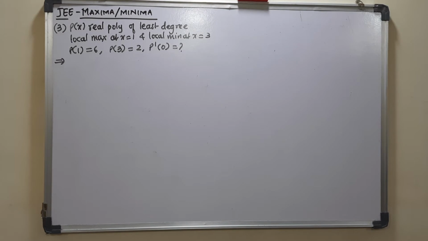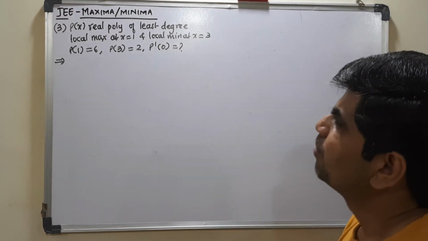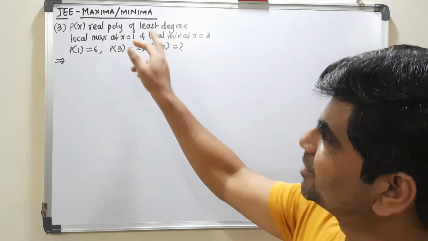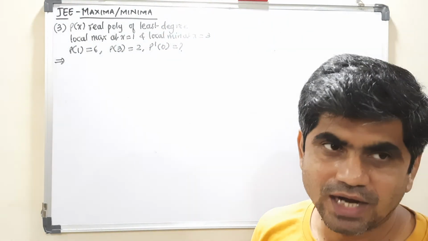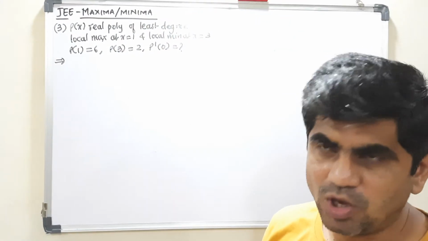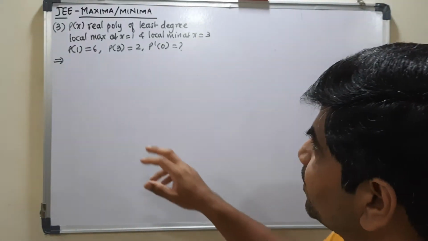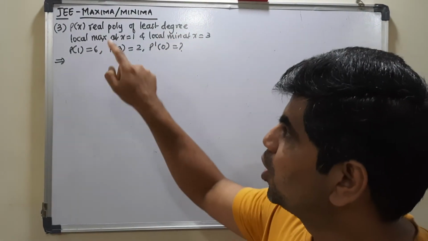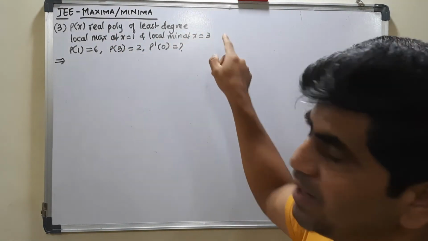Now, come to the next question which I have written. I have written in short, but what it says I will talk about first. Polynomial in x is a real polynomial function. Okay, it is real. And it is of least degree. Degree is smallest. Smallest means it will be very small, that is 1 or 2 or so. But it has a local maximum at x is equal to 1 and a local minimum at x is equal to 3.